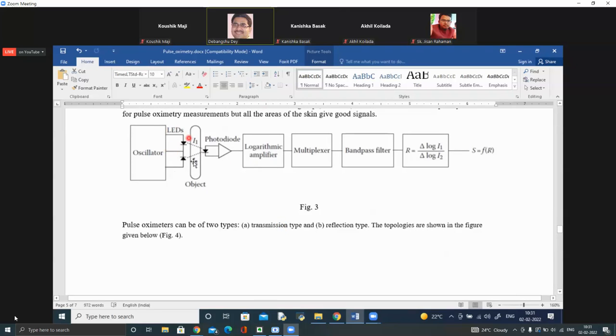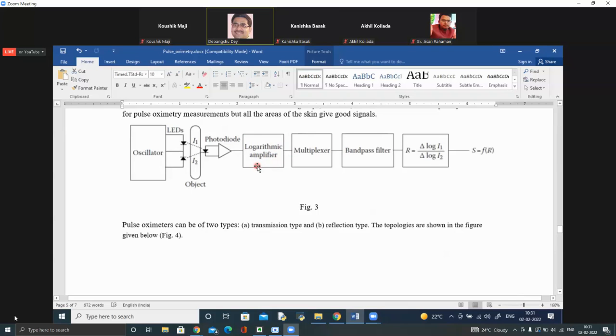and this is the schematic, not the photograph, the schematic of this one. So there are two LEDs, and at certain frequency they are actually sending, and this is the photodiode. This is the receiver. So if the light intensity is more, the photodiode current will be more. Here you can see we are using one logarithmic amplifier. Why is it a logarithmic amplifier?